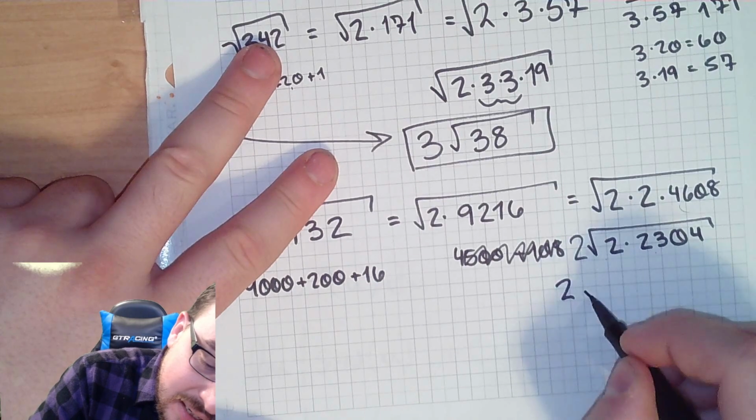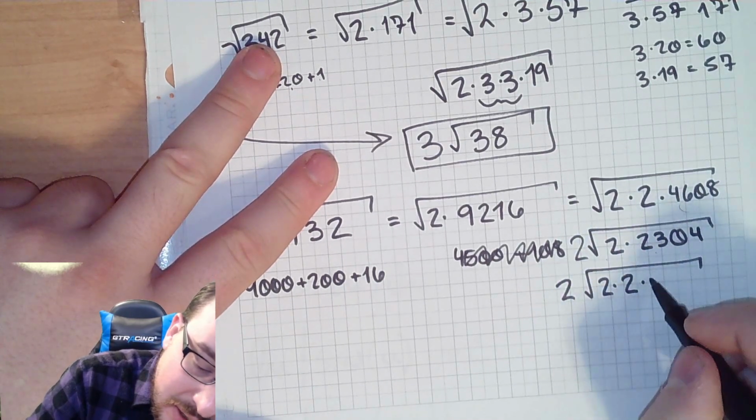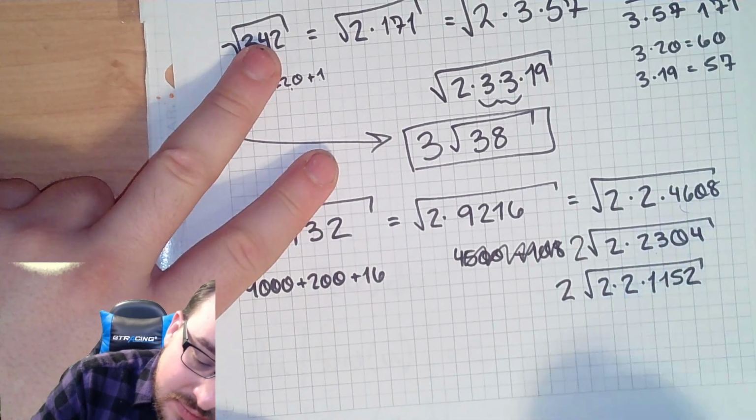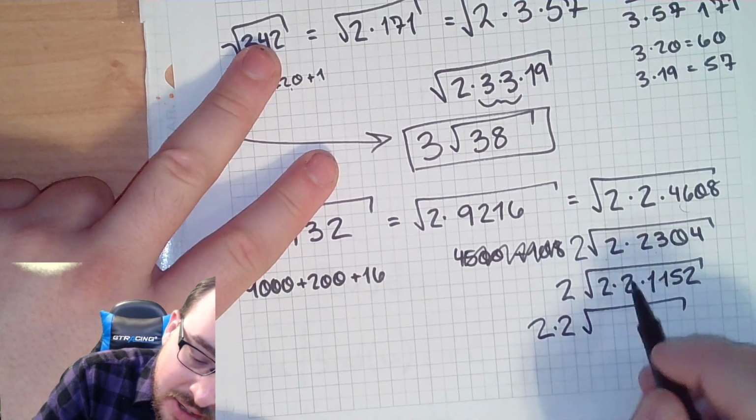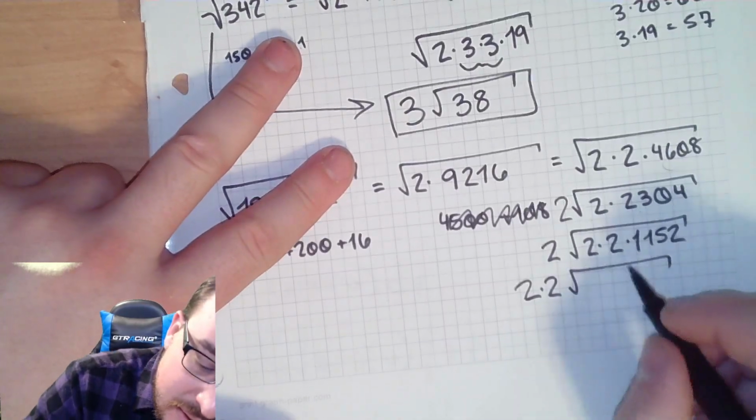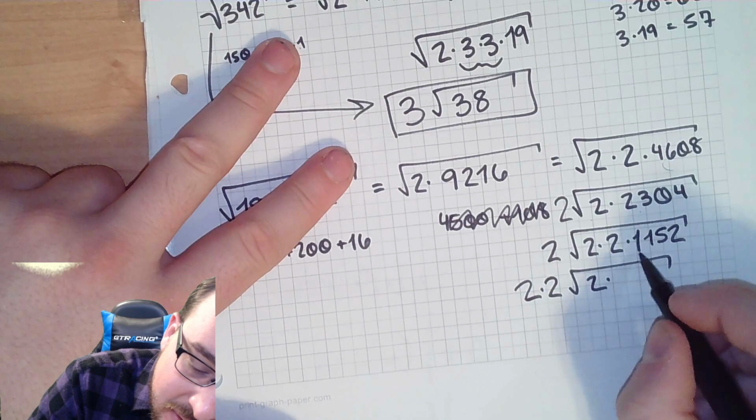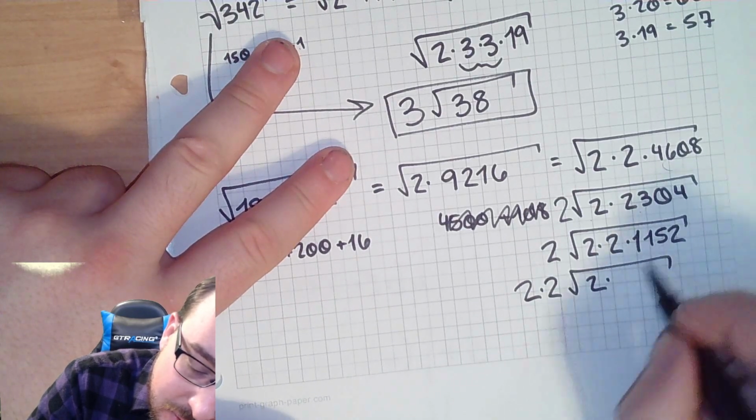So I can write that again as 2 times 2 times something. Looks like 1,152. So this gets a 2 out. So now I've got this, right? 4 rooted is 2, so I have 2 2's out here. So what's left over is 2 times whatever this is. Looks like 550 plus 26.